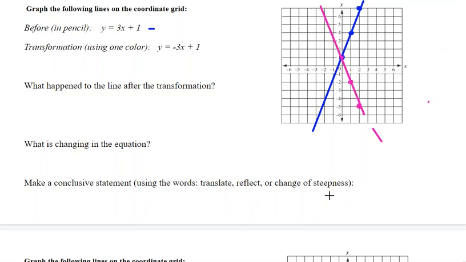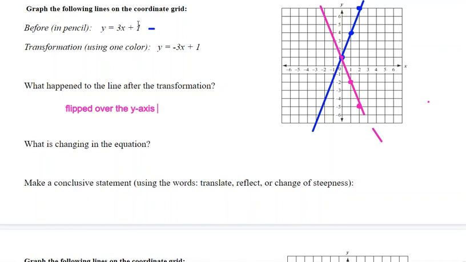All right, so what do we notice about these two lines? What happened to it? Well, it looks like it's flipped over this y-axis here, right? So what happened to the line? It flipped over the y-axis. What is changing in the equation?